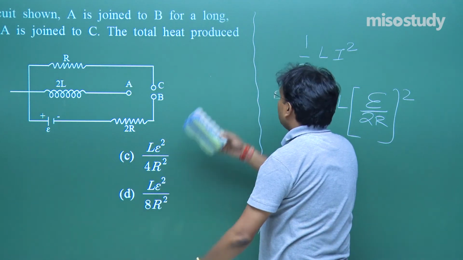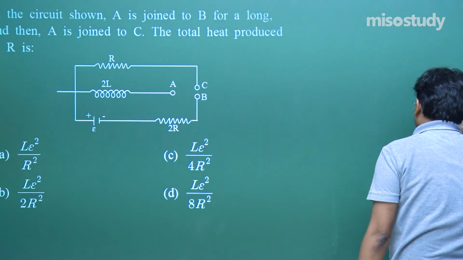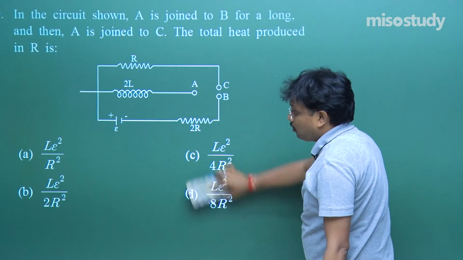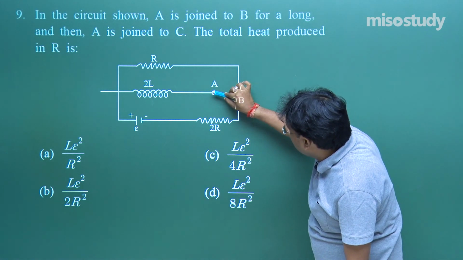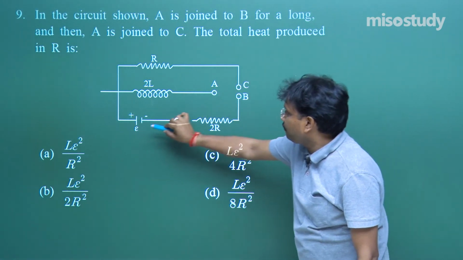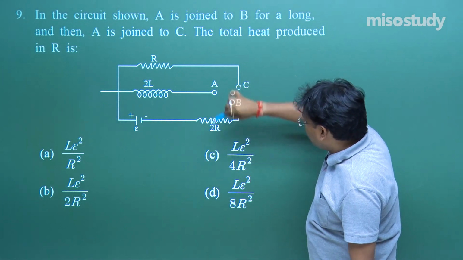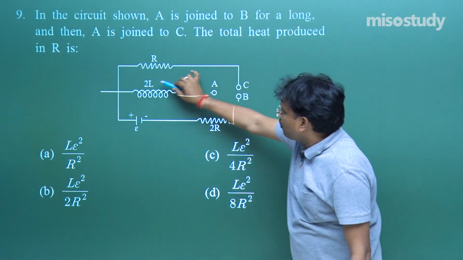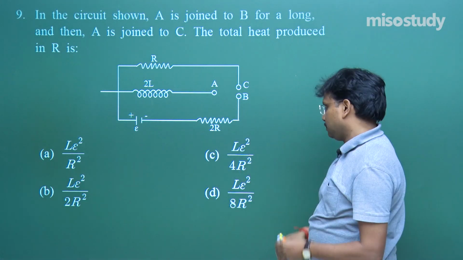So this question, the diagram is big, but the situation is purely concept based. Why? When connected, current flows because of the battery. When disconnected, current flows because of the energy stored in this inductor. Simple.